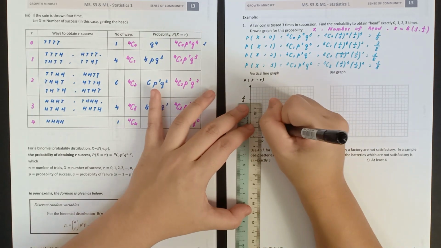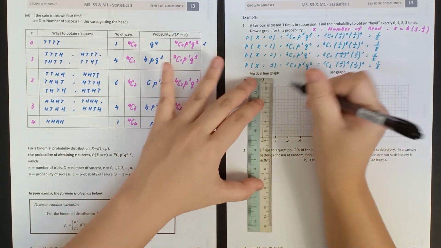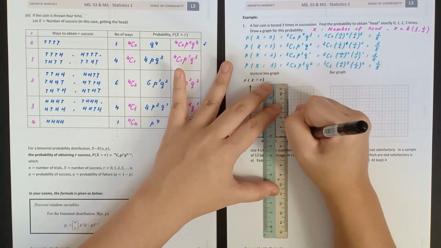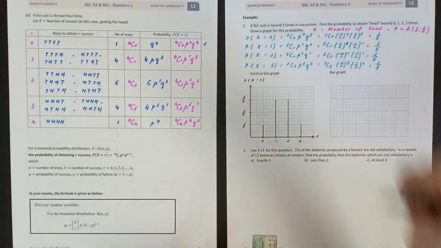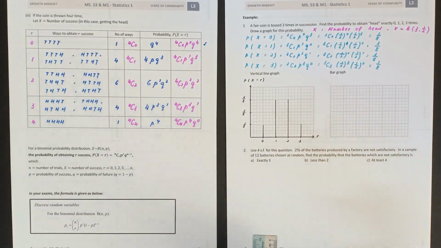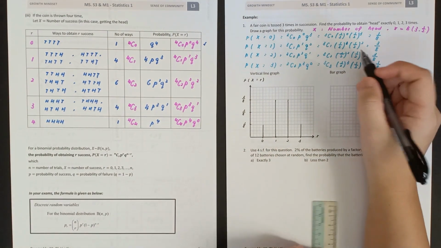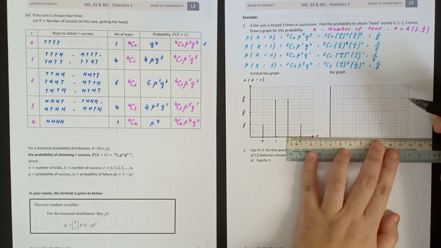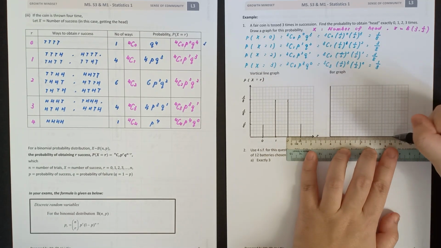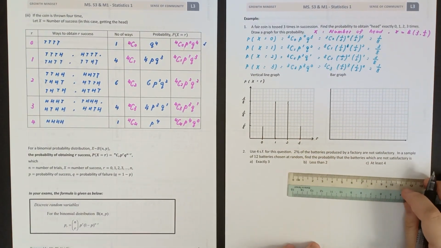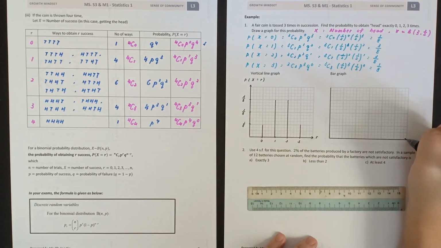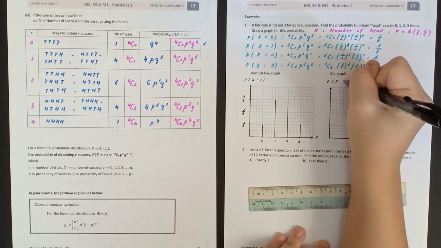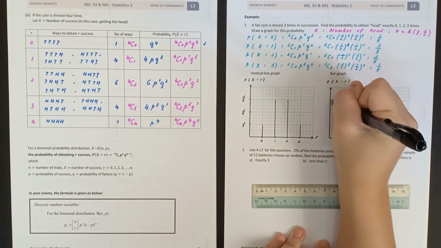So for 0 it is 1 over 8, for 1 it is 3 over 8, for 2 it is 3 over 8 also, then you have 1 over 8. Okay, so this is how you show the vertical line graph. For a bar chart, it will be something like this. We do the same thing, but this time we are drawing a bar.